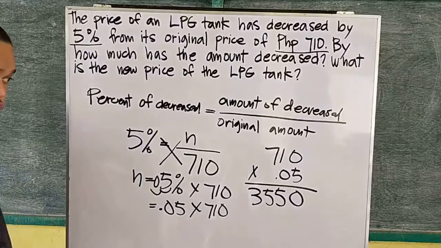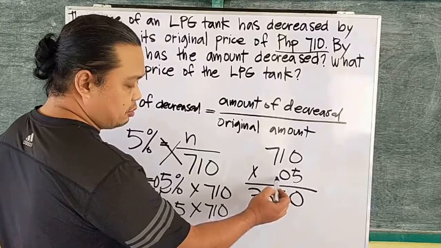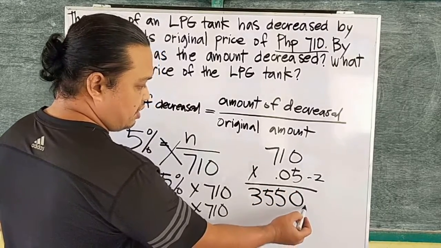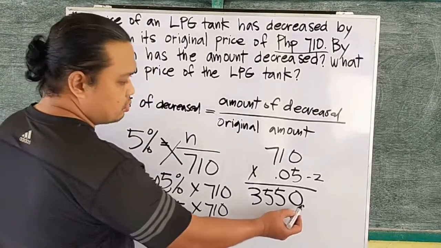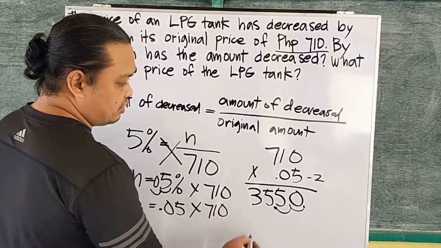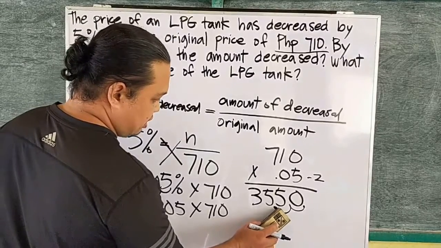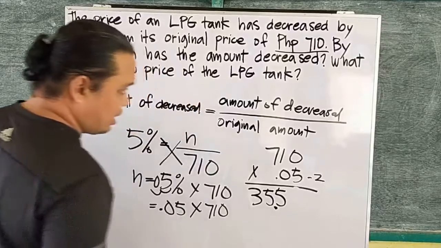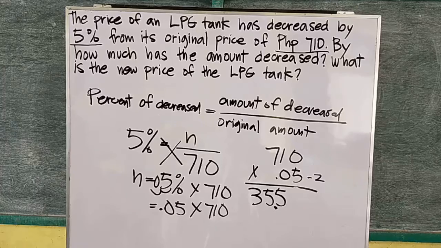Then where do we put the decimal point? Let's count the digits after the decimal point, and that's 2. 1, 2. We have 2 digits. So from here, we have to move the decimal point 2 steps to the left. So we have 35.5, or 35.50, same. That will be the amount of decrease from its original price.